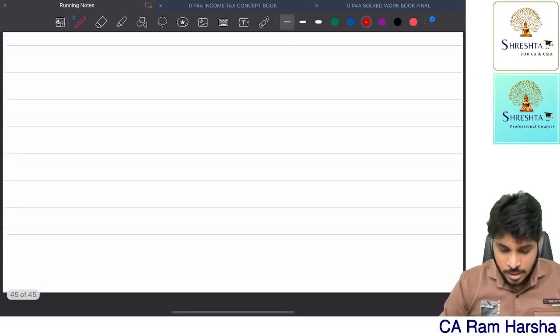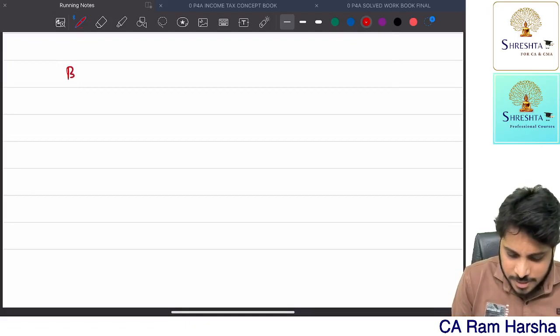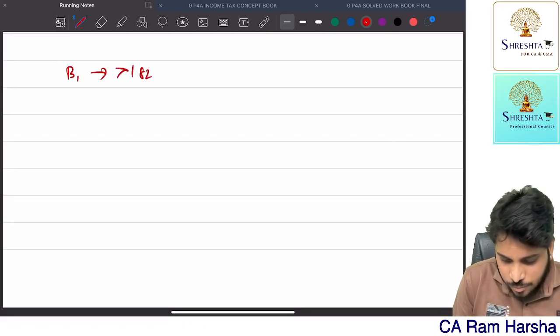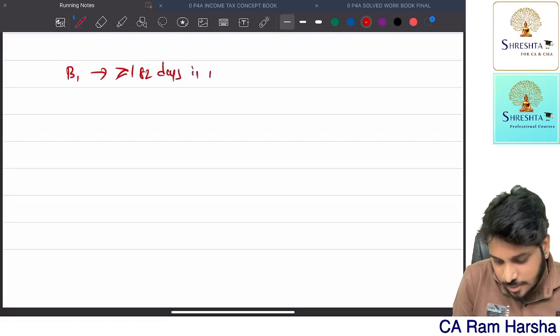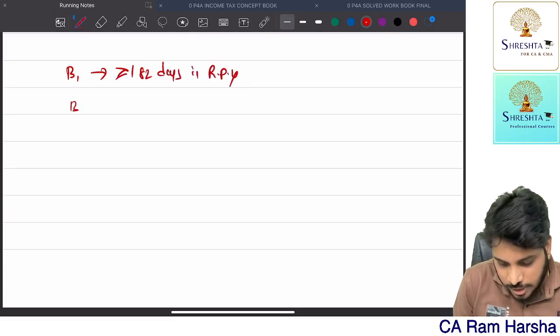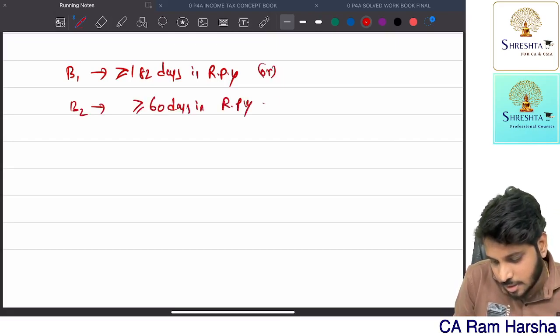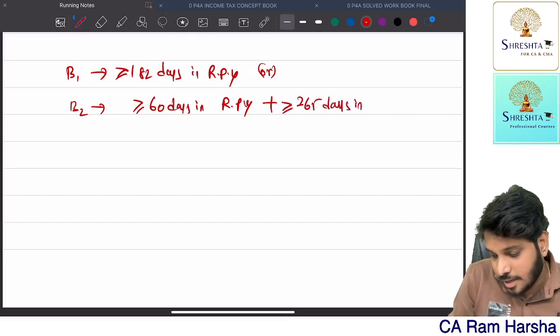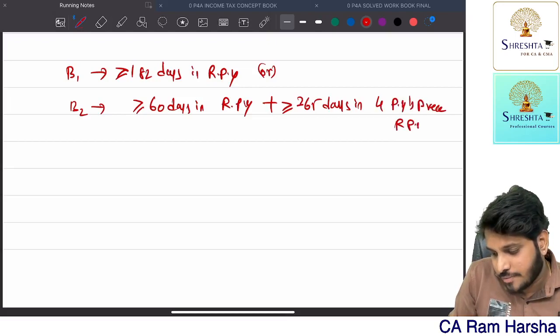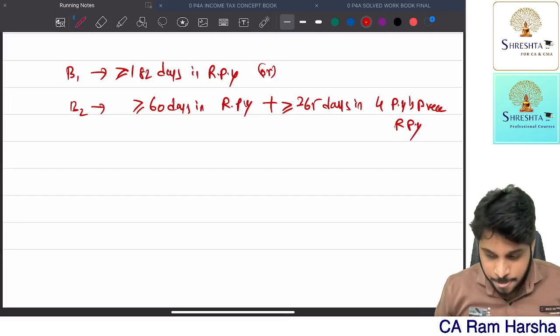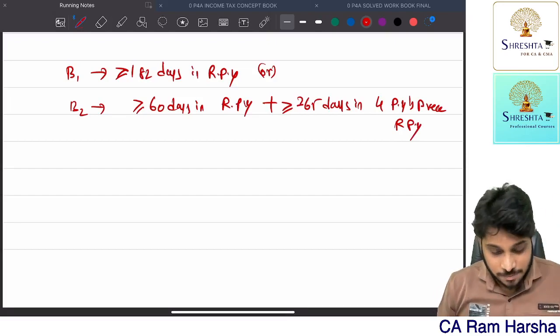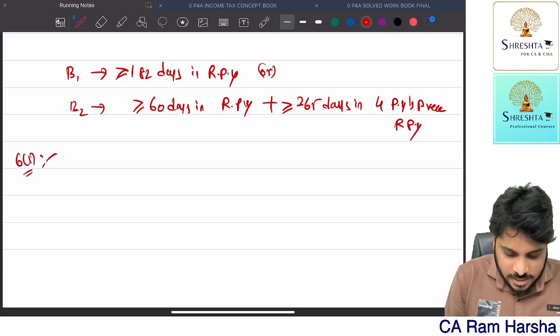Now, there is a condition. What is basic condition 1? 182 days, more than or equal to 182 days in the relevant previous year. What is basic condition 2? More than or equal to 60 days in the relevant previous year plus more than or equal to 365 days in the 4 previous years preceding the relevant previous year. Yes or no? Now, there is an explanation. Section 6 clause 1 has an explanation.